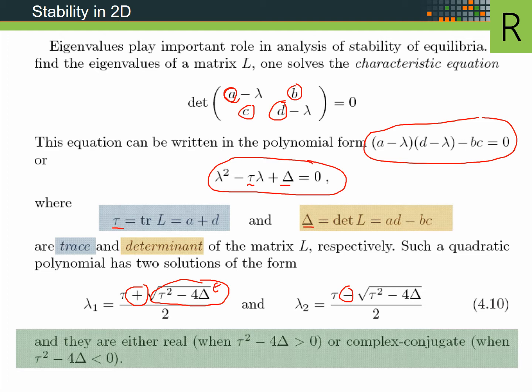If the value under the square root is negative, then the square root will be imaginary. Since we are then having two solutions that have one positive imaginary part and one negative imaginary part, we know that lambda 1 and lambda 2 are so-called complex conjugate solutions. So that means lambda 1 and lambda 2 have then the very same real value, but they have the imaginary part with opposite signs.